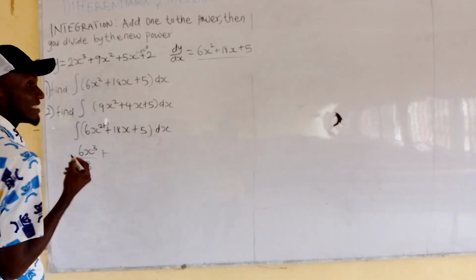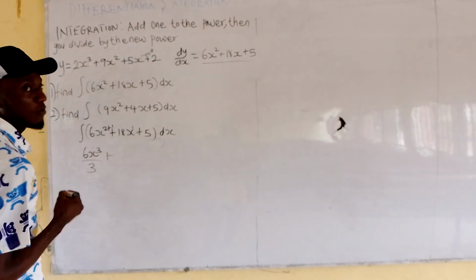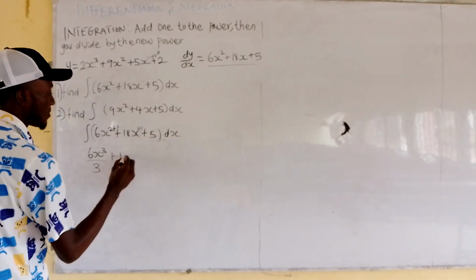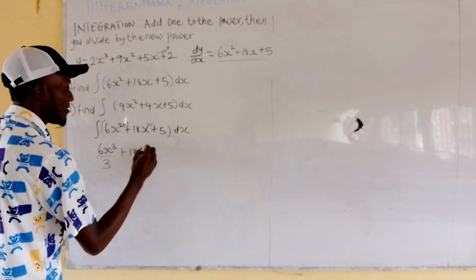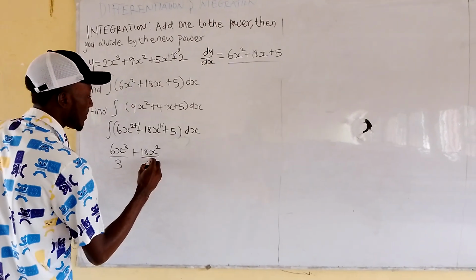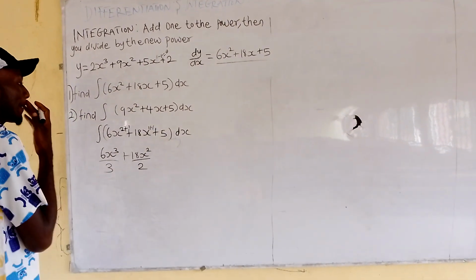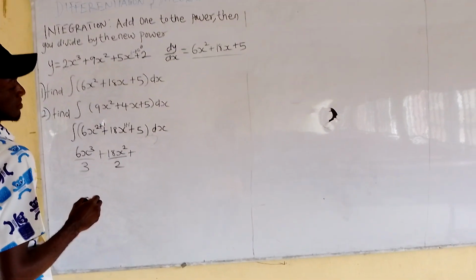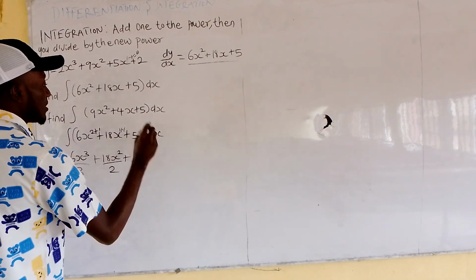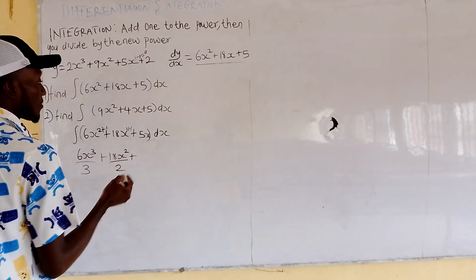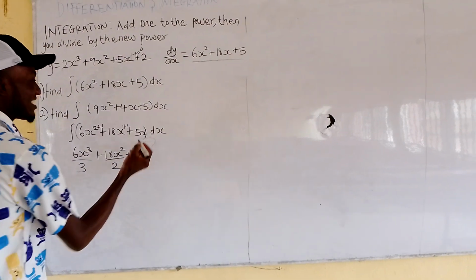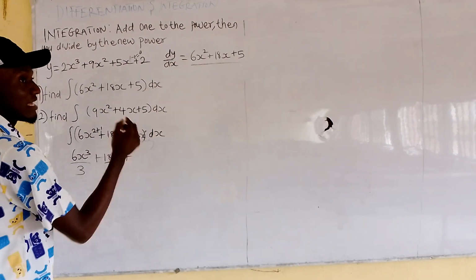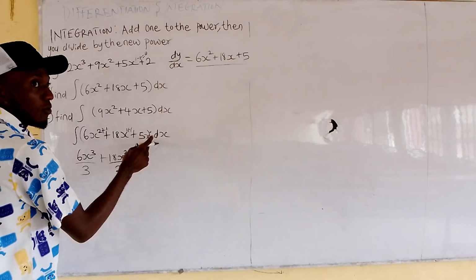Okay, this is 18x. This is raised to the power of 1 originally. If you are adding 1 to the power, 1 plus 1 is going to give you 2. So we have 18x now to the power of 2. You divide by the new power, which is 2, after plusing 1 plus 1. Okay, so plus 5 now. This 5 now has an imaginary x, because we're dealing with the x here. So we assume that there's an imaginary x raised to the power of 0, because remember we said anything raised to the power of 0 is 1. So 5 times 1 will still give you 5.